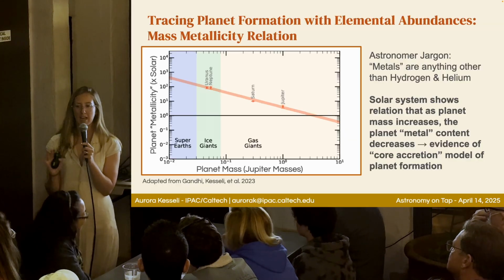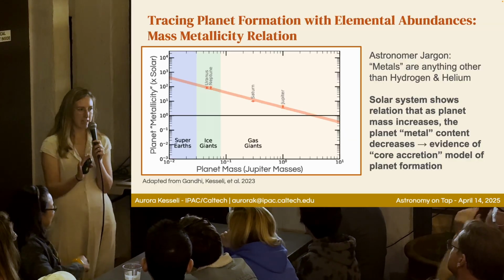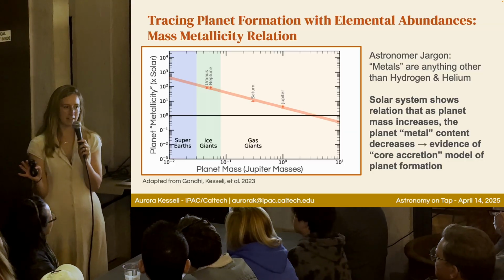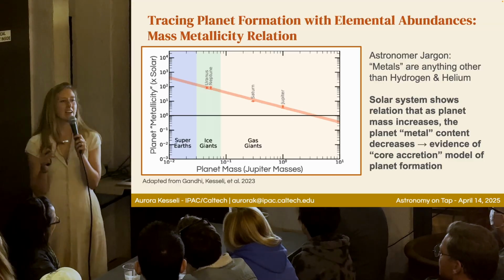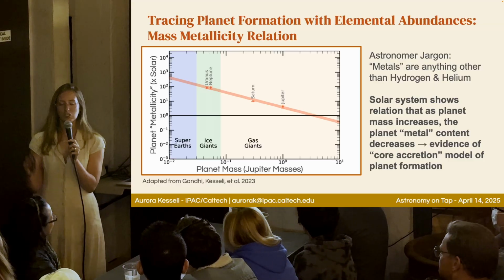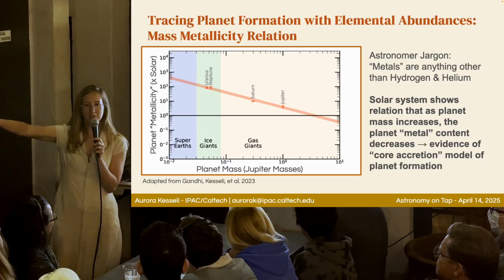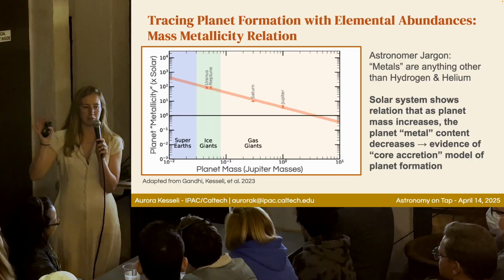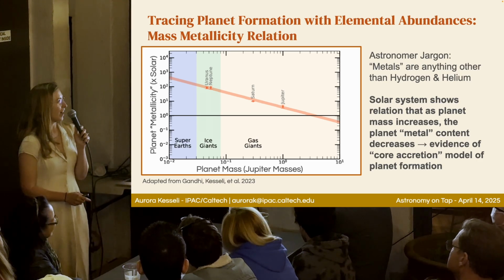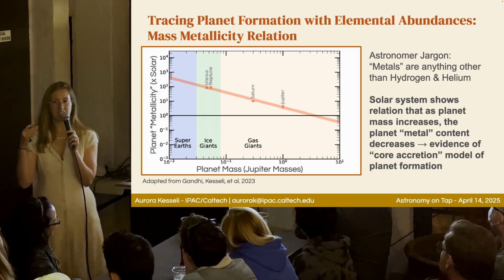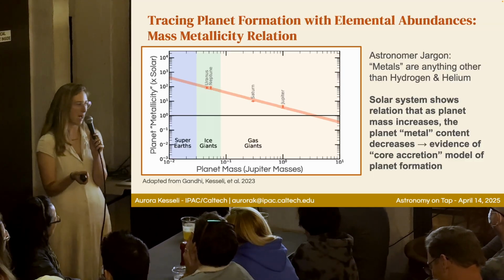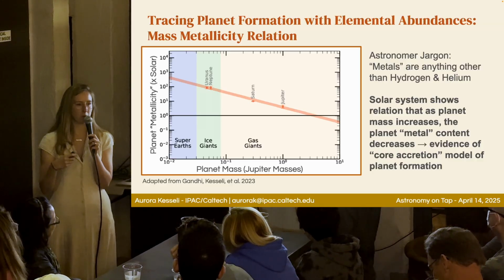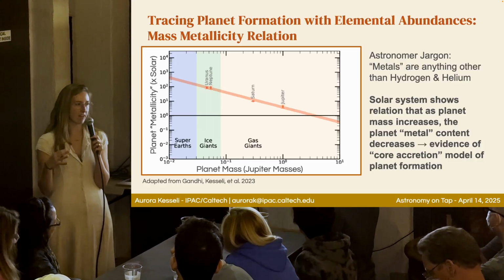In the solar system, we have this really nice relationship between mass and metallicity. Astronomers have this terrible habit of making jargon that doesn't really make any sense to anybody else. And so astronomers call anything that's not hydrogen and helium a metal. Everything else we get lumped together. Hydrogen and helium is like 99% of what there is out there, so everything else is a metal. And so there's this nice relationship between the total metal content and the total mass. So Jupiter has the largest mass, and it has the lowest abundance of metals. It has a lot of hydrogen and helium.